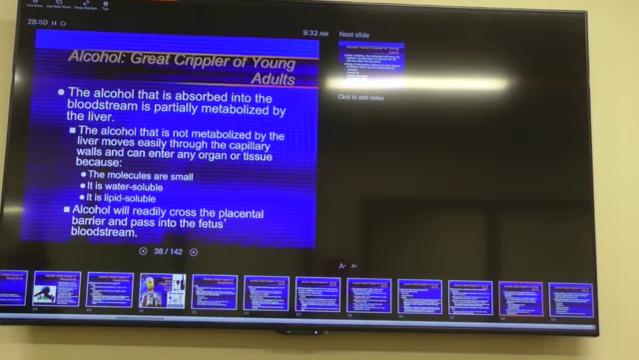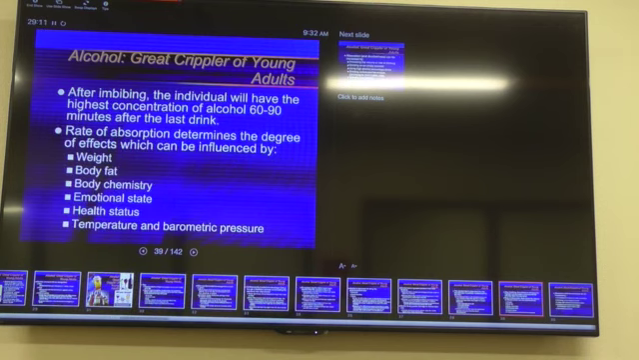Alcohol will readily cross a placental barrier and pass into the fetus's bloodstream. Alcohol has an affinity for brain tissue, as weird as that is. So as soon as the mother starts drinking, even that first drink that she takes goes right to the baby's brain. So it slows down the developmental process of the baby's brain. And that's what FAS and FAE are all about.